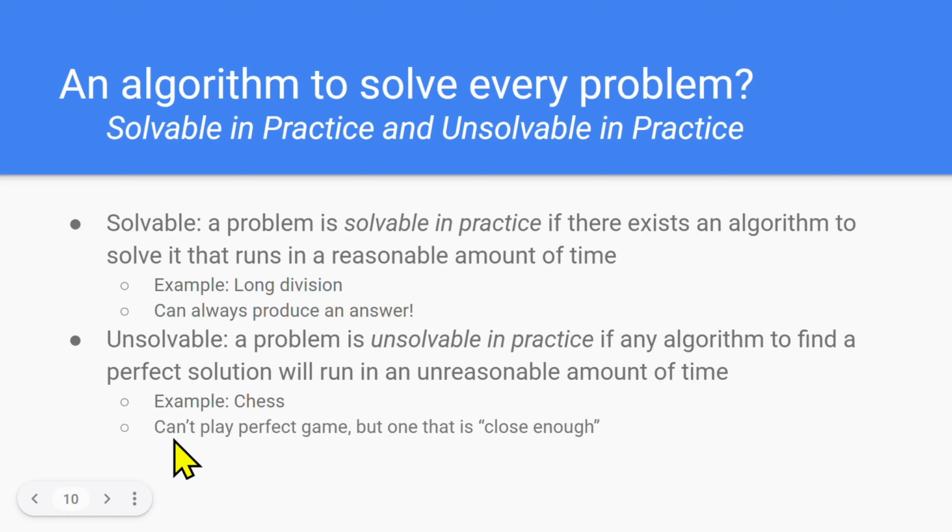Modern computers can basically beat every single person at chess. There's no set of steps that they follow every single time. There's no quote-unquote perfect game. But they can play a game that's close enough.